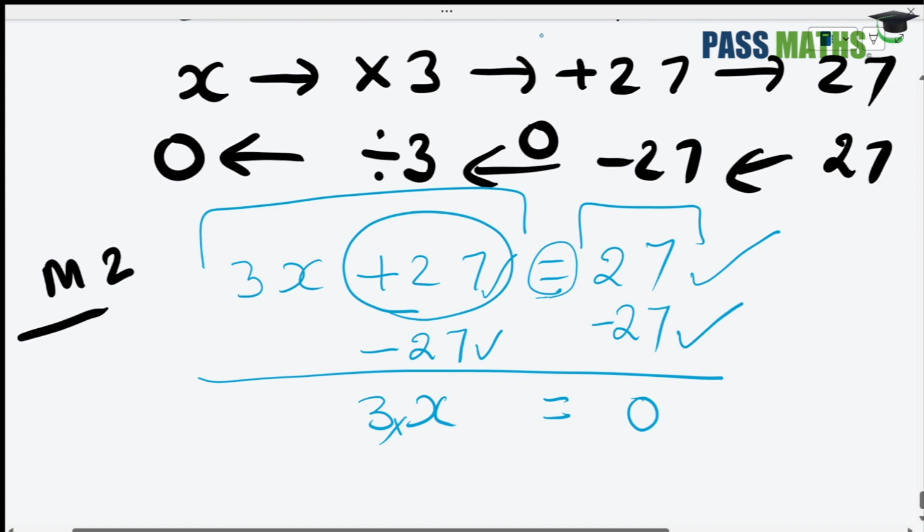The opposite of times 3, to remove 3, is divide by 3. So times 3 means divide by 3. 0 divided by anything is 0. 3 divided by 3 will be 1x. X will be 0. But again, you need to develop this method.